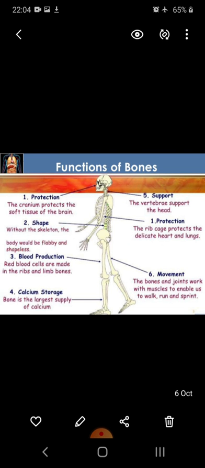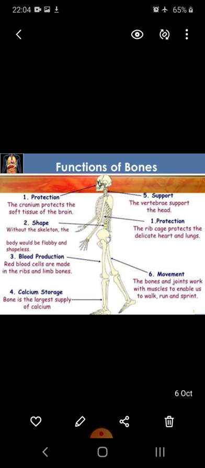Next is that the bony system gives shape to the body. Bones play a vital role in shaping the body. It may be responsible for the long or short structure.